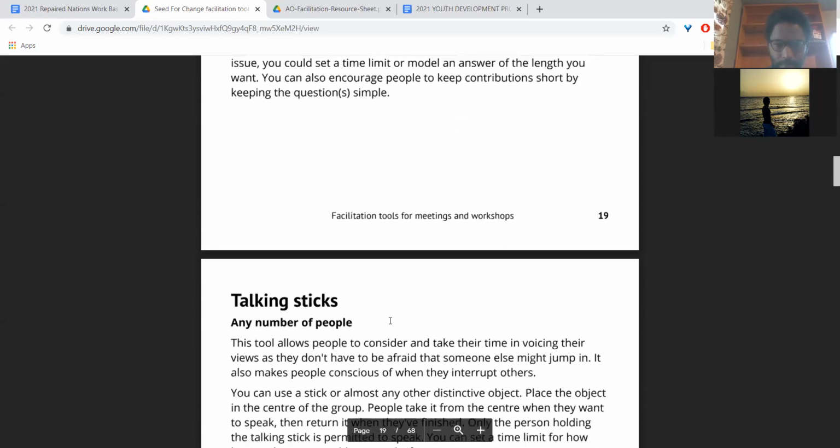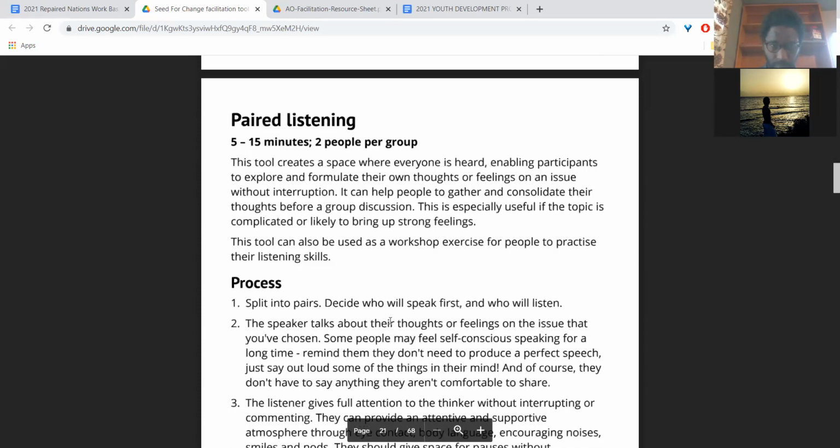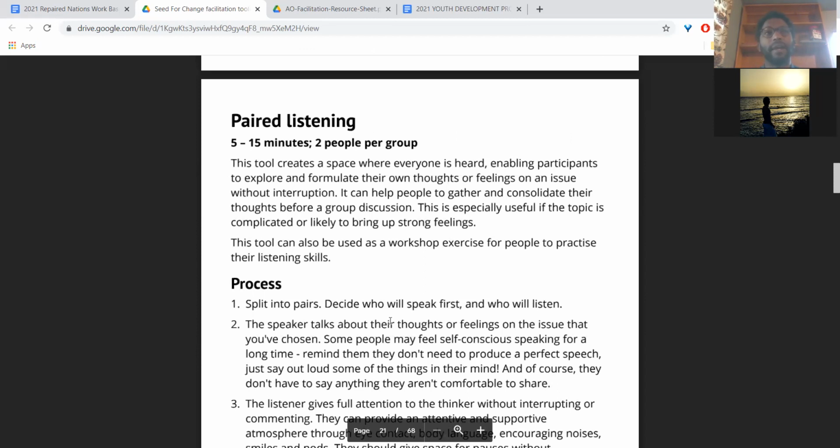Paired listening. This is a technique you can use when there are a lot of people in a group, but you want to help people talk through things individually, and then bring that to the larger group to share back what was talked about in those small groups, and then build from there.